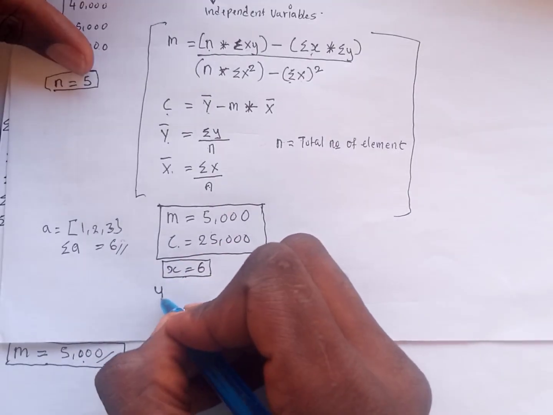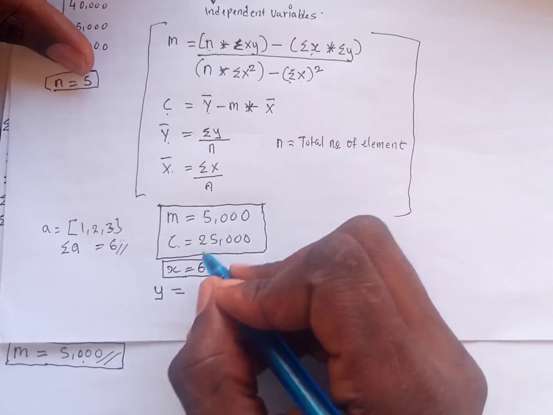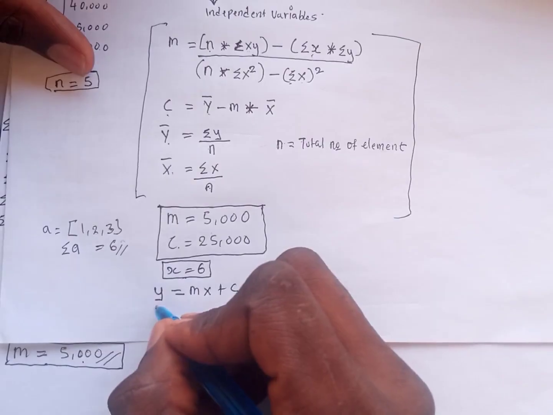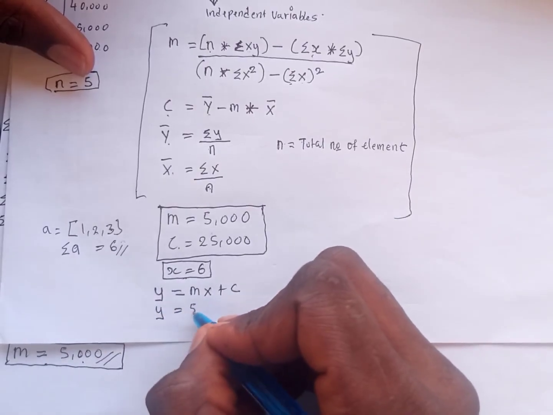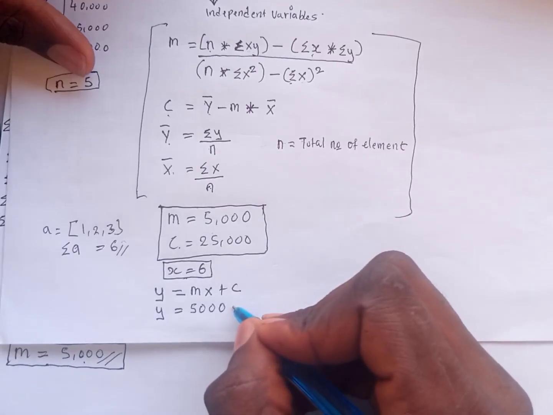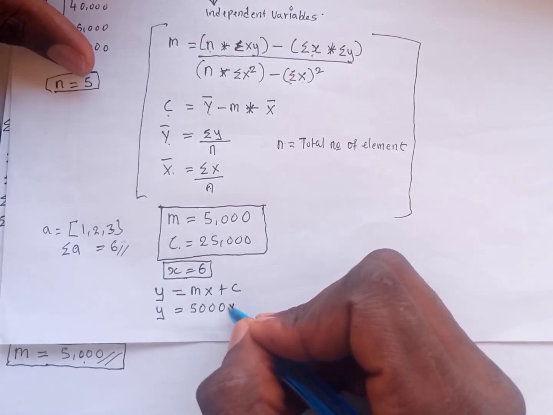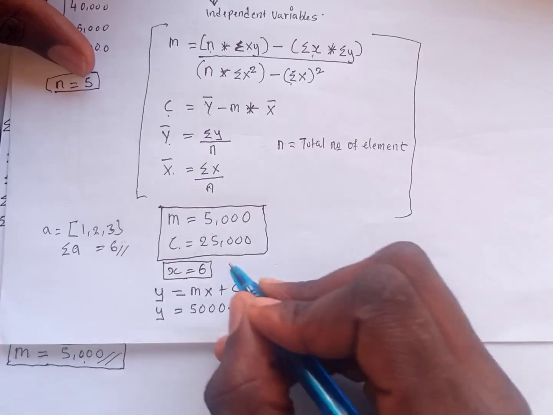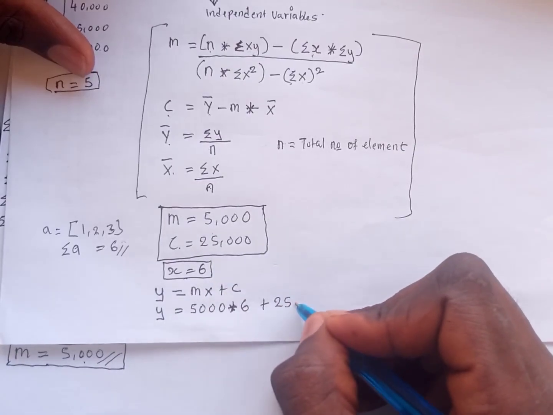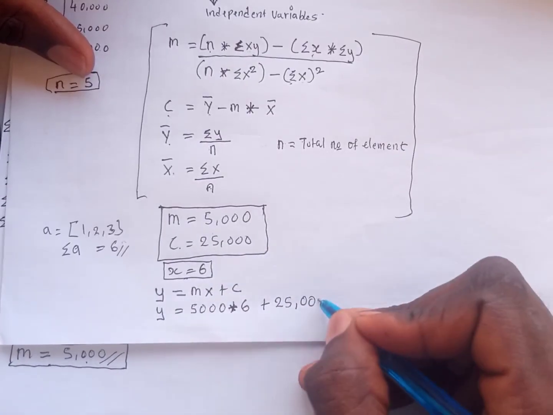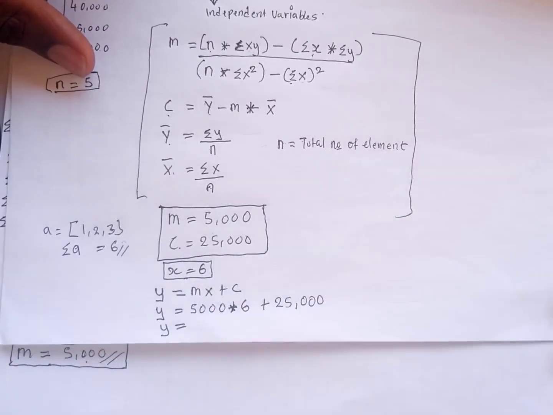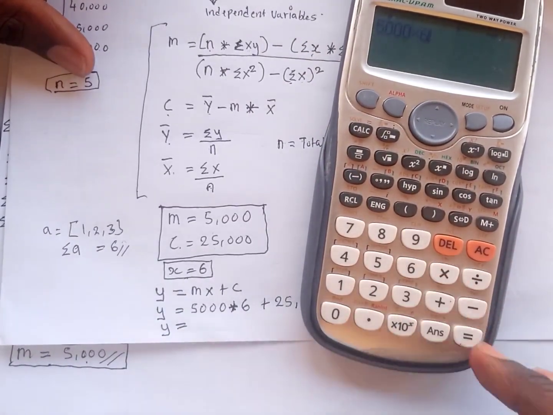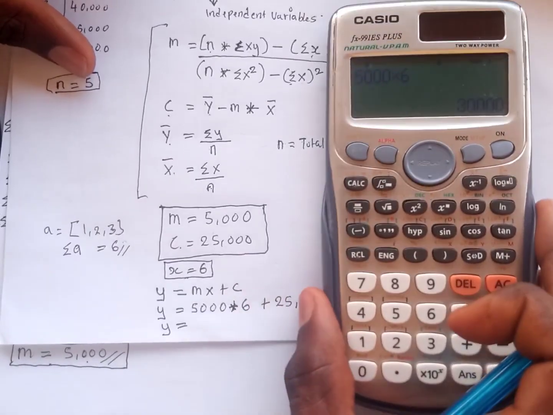So by making use of our formula, which is Y equals M X plus C, we can say our Y is 5,000 times X. Our X is 6, plus what? Our C is 25,000. So we can actually do this. We can say 5,000 times 6 is 30,000.